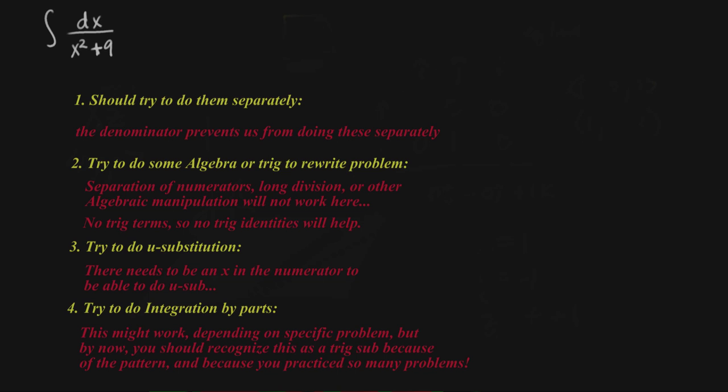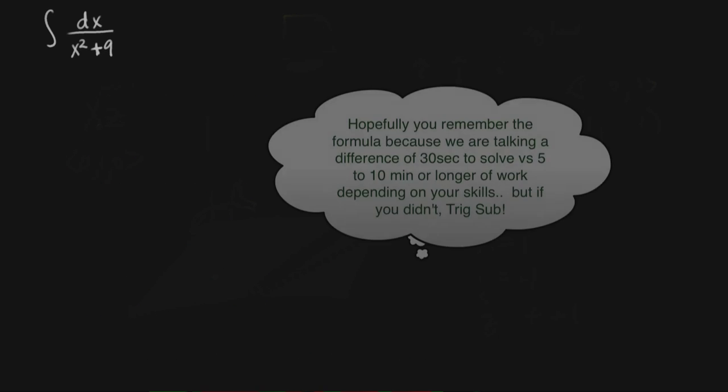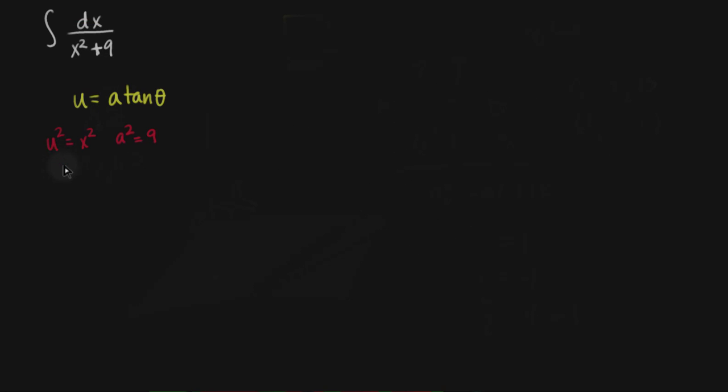But let's say that you didn't recognize that. What would you need to do? After going through and recognizing that it's trig sub, having forgotten the formula, you would recognize that it's this pattern because we have a u squared plus an a squared. Now that we recognize it's u equals a tan theta, we have to figure out what u and a are. U squared equals x squared and a squared equals 9. So if I square root both sides, I figure out what my u and a are. Now that I know that, I can plug into my substitution of u equals a tan theta.